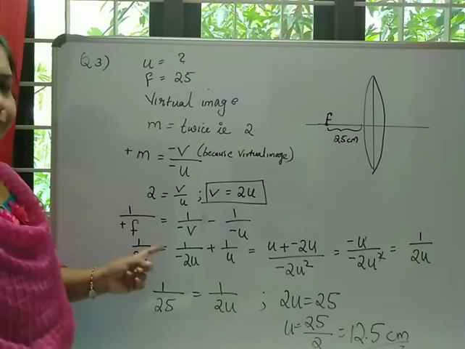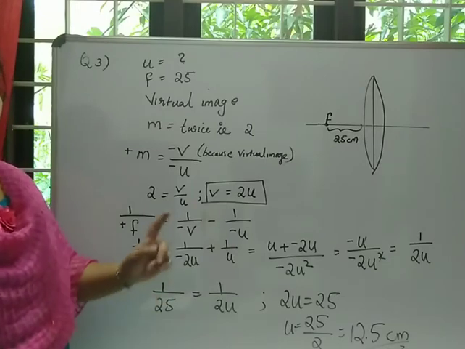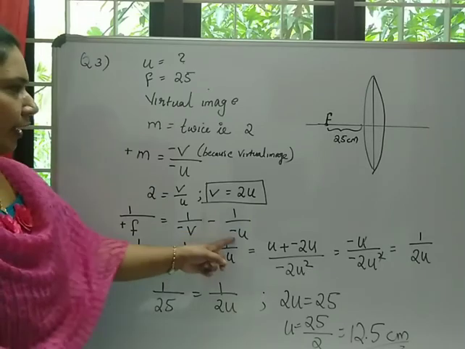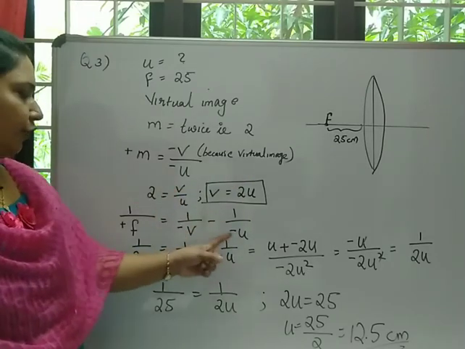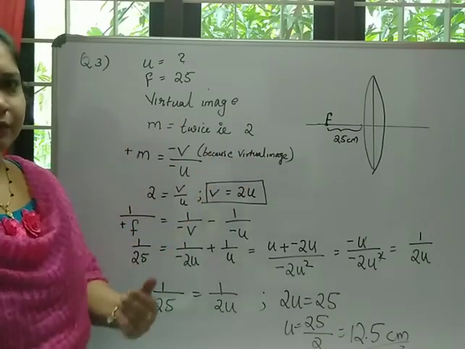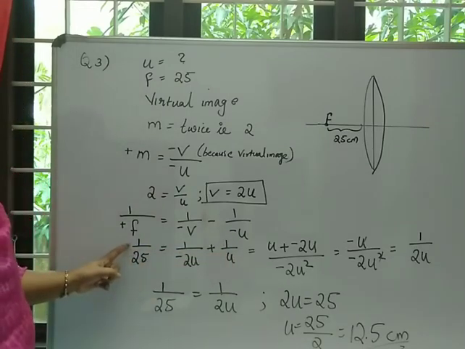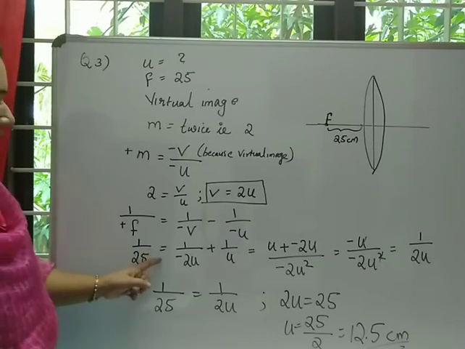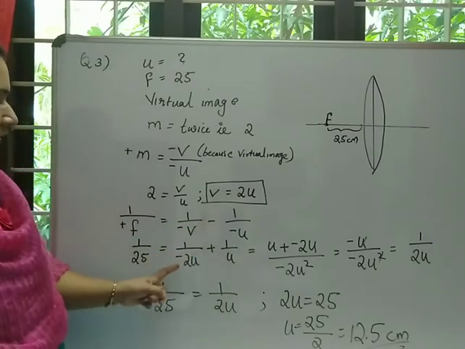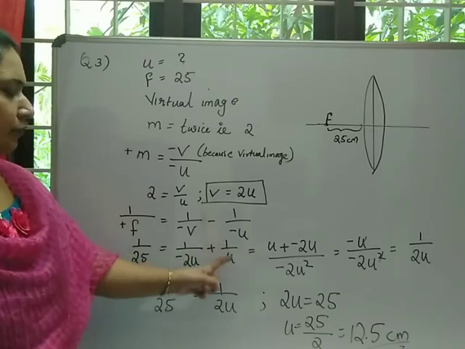Now coming to the lens formula, 1 by f is equal to 1 by v minus 1 by u. As I already told, focus of a convex lens is positive. And v and u both, in front of the lens, are taken negative because the image is virtual. A virtual image will form only in front of the lens. Here negative and negative will cancel, it will become positive. Focal length is already given. 1 by 25 equals 1 by negative v. V is 2u. So instead we will write negative 2u, plus negative of negative is positive, plus 1 by u.